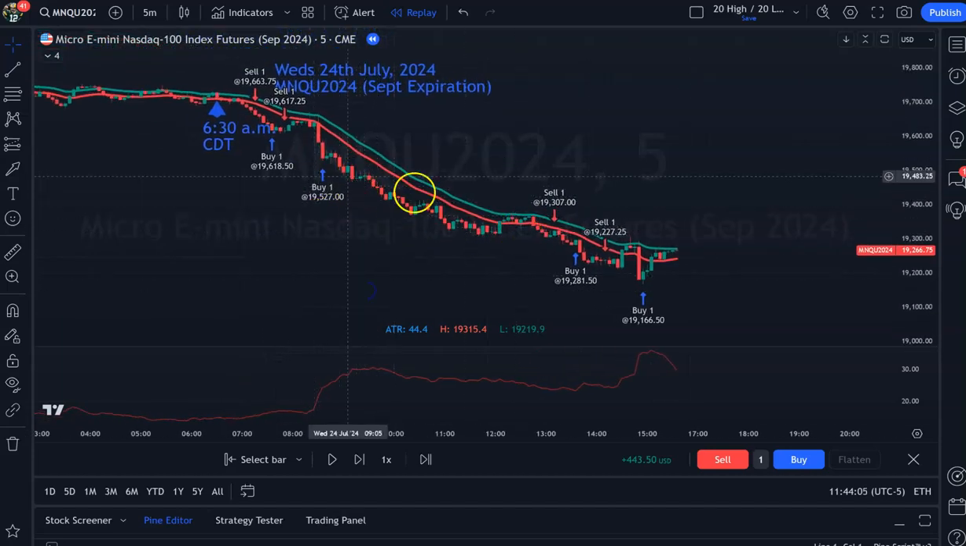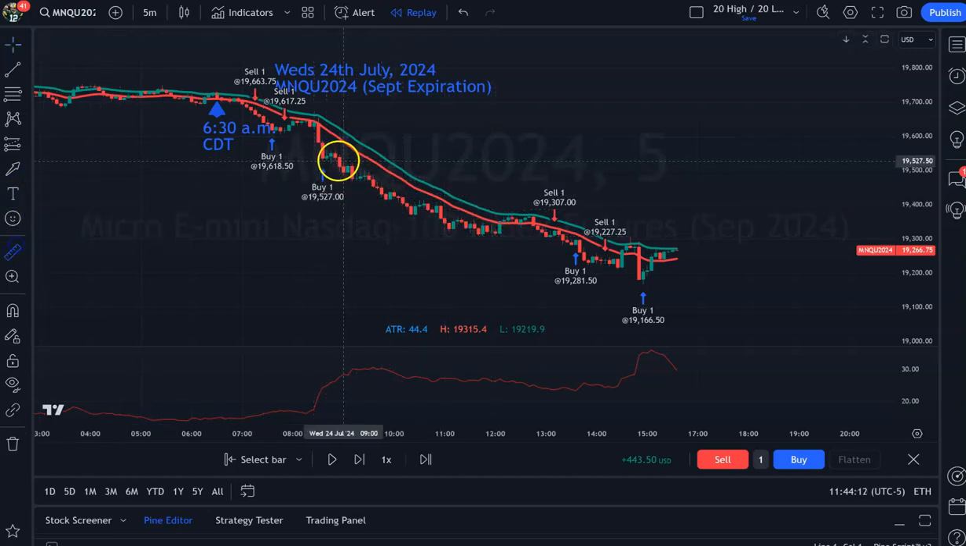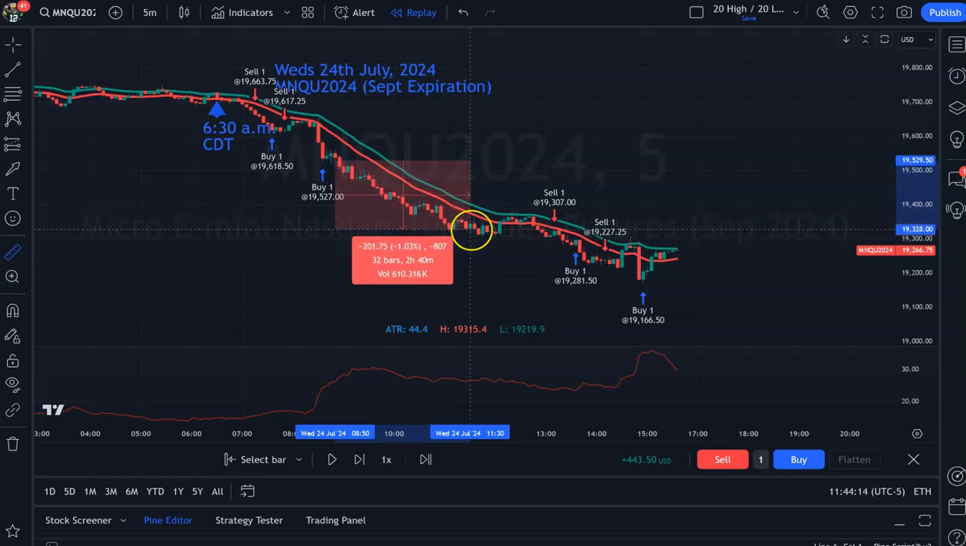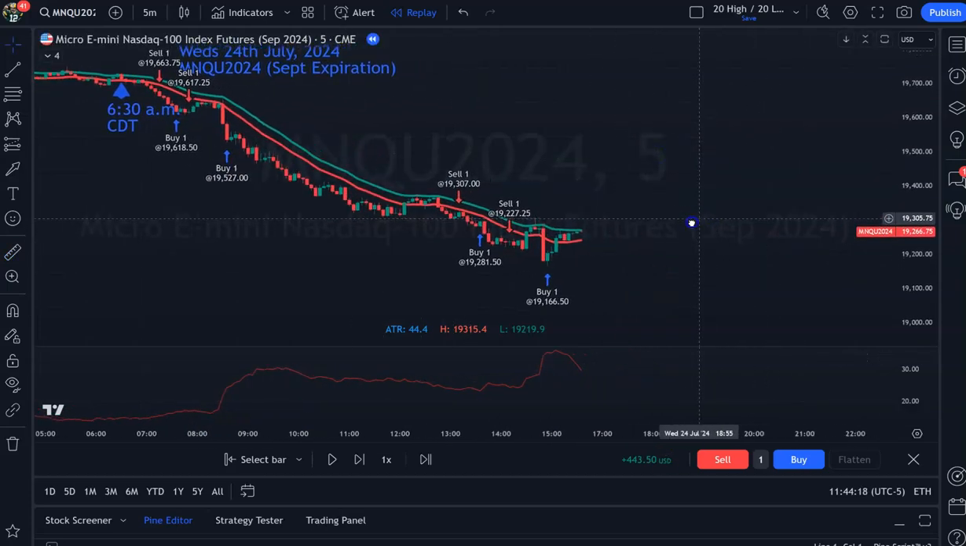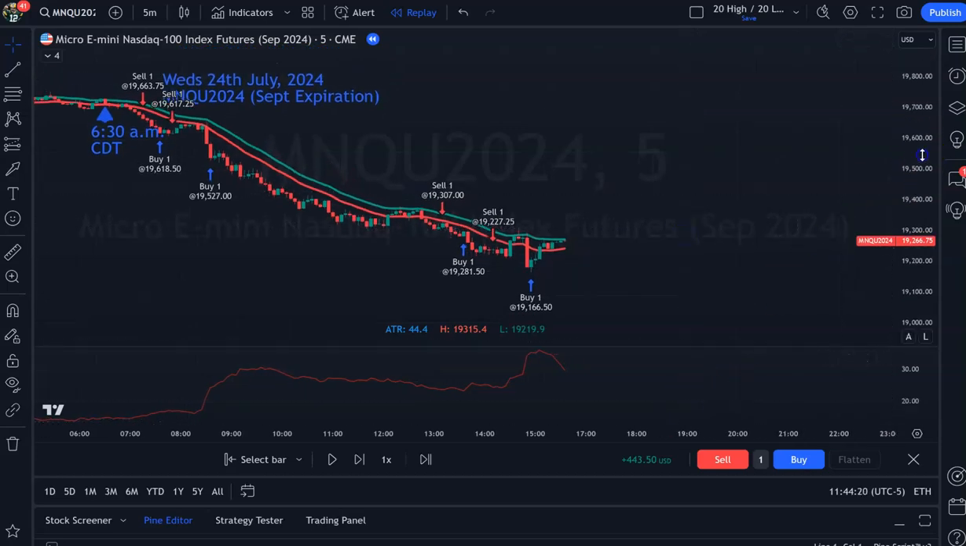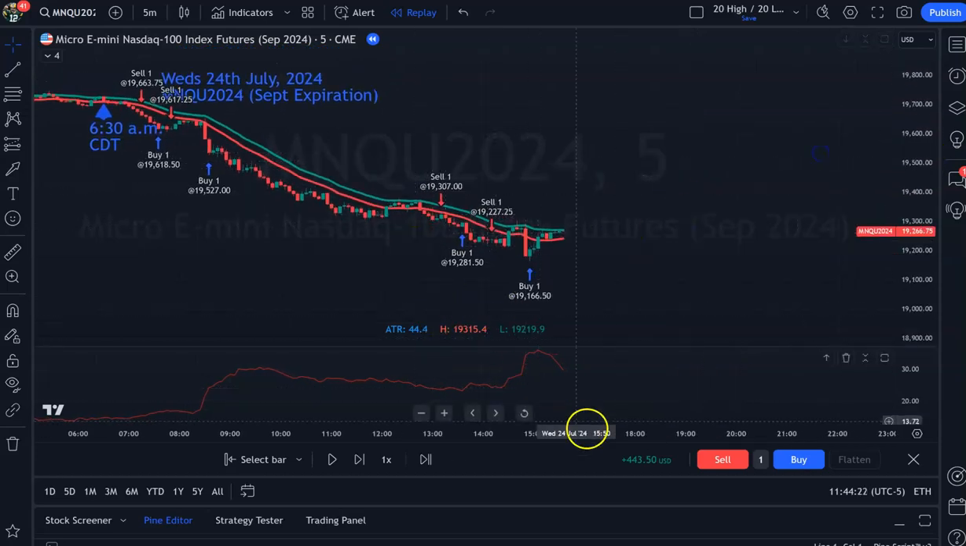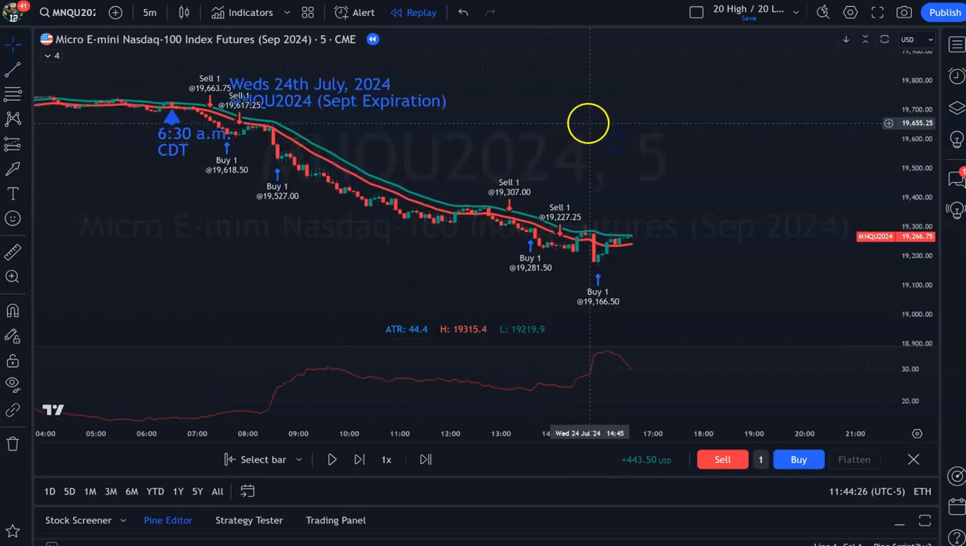And I missed the majority of that run here while I was explaining the system. Probably, let's just measure it out, 200 points. So maybe an $800 day theoretically that could have been trading one NASDAQ contract. So that's pretty phenomenal. So I'm going to end this video here and continue to test this. And when I'm ready to launch it, I'll let everyone know.